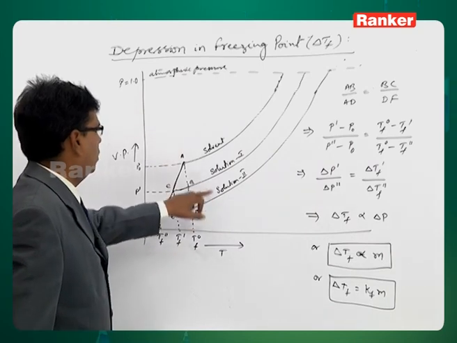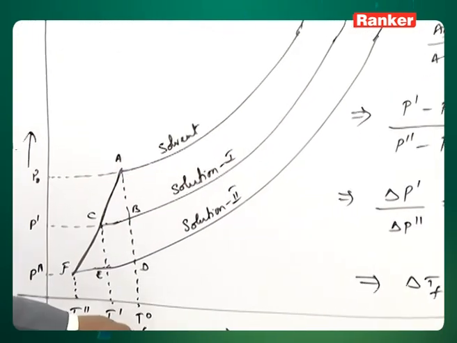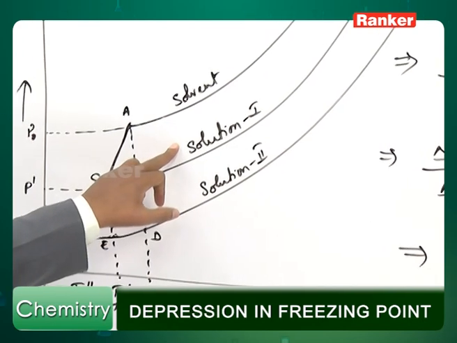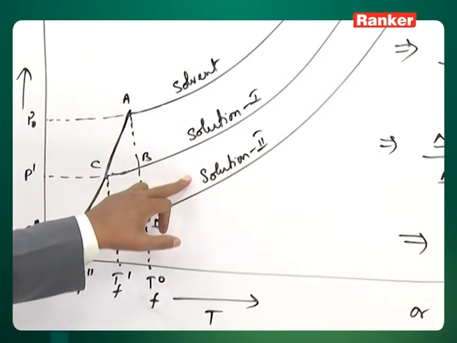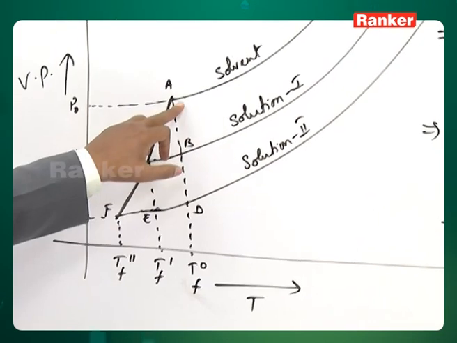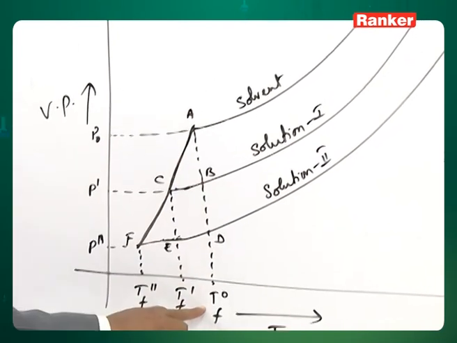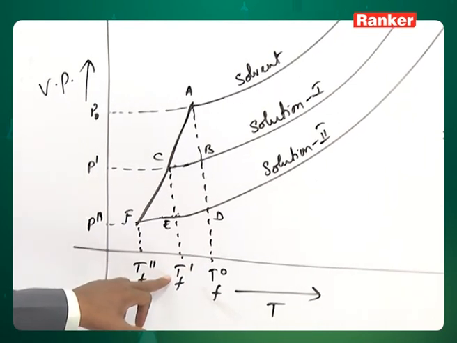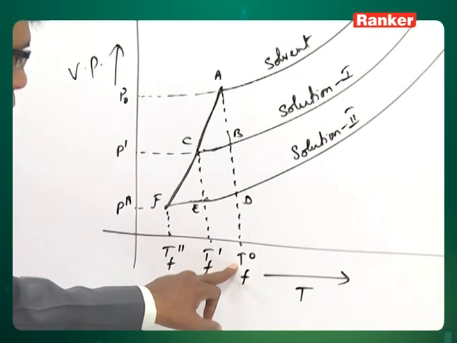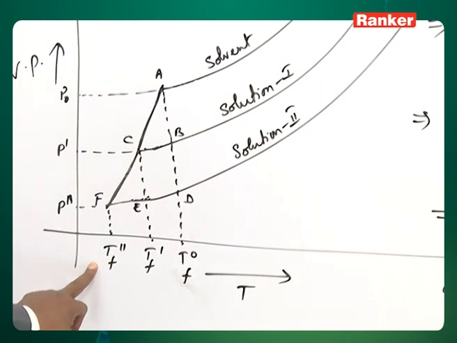As you can see over here, this is a curve drawn for vapor pressure versus temperature for a pure solvent. This is for solution 1, this is for solution 2. Again, solution 1 is less concentrated than solution 2. Now, as you can see, the solvent freezing point, TF naught, is more than the solution freezing point. This is the freezing point of the pure solvent, this is the freezing point of solution 1, this is the freezing point of solution 2.